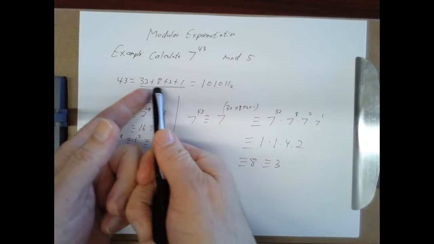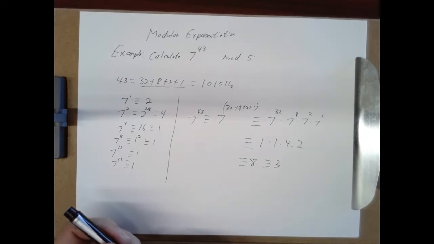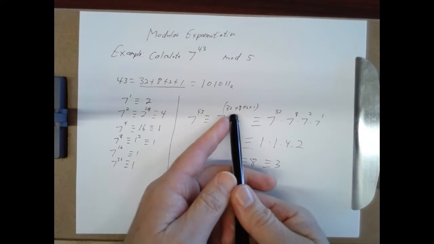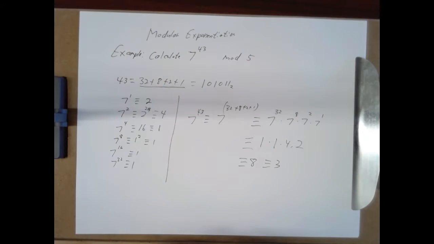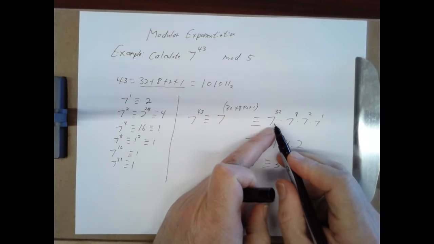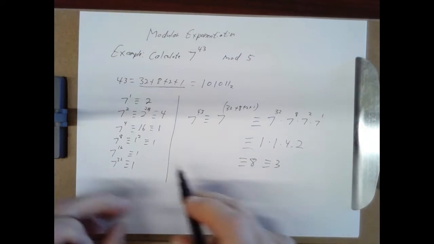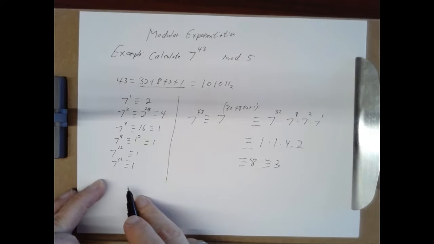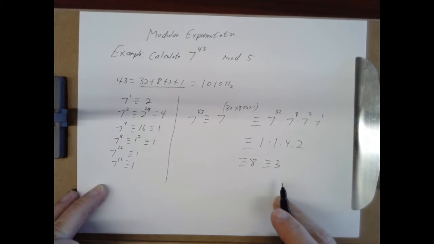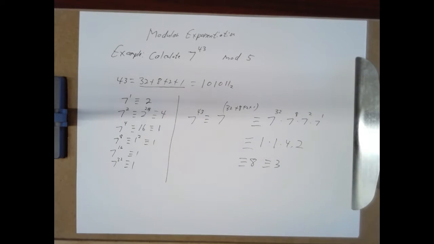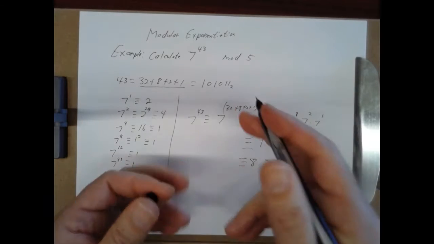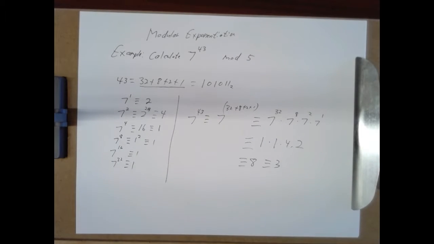So by writing our number as a sum of powers of 2, we can write 7 to the 43rd as 7 raised to a set of powers of 2 added together, which the law of exponents says we can just multiply each of these together. And we can calculate 7 to each of these powers by doing this operation over here where we just keep squaring the next lower power. And then we have a few very simple multiplications to perform. And we reduce the final product modulo 5, which in this case gives us 8.